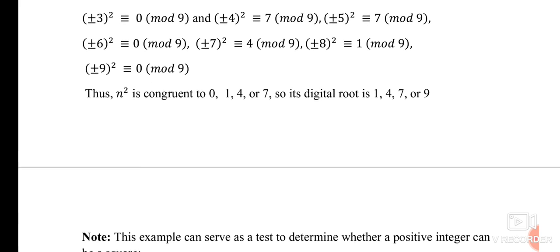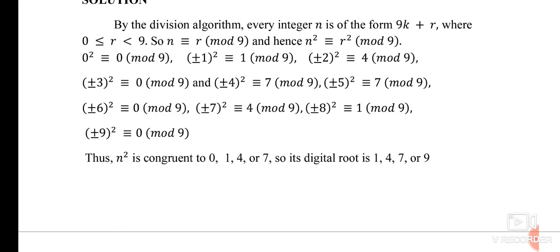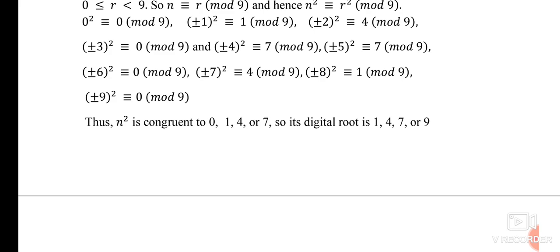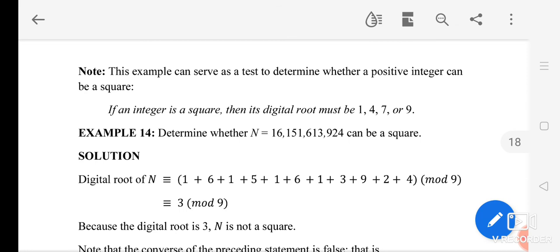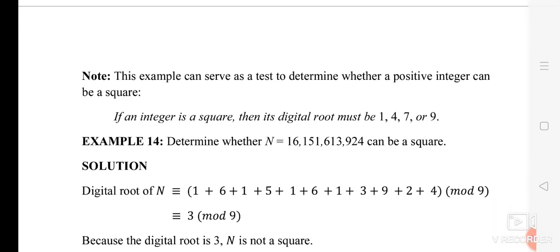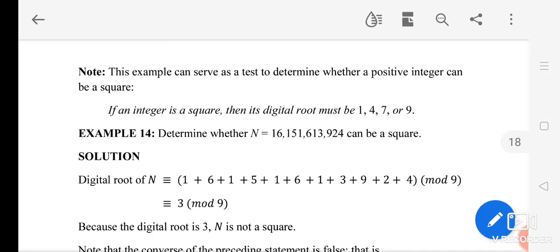Thus, from the above equations, the least residues of n squared are 0, 1, 4 or 7. So its digital root is 1, 4, 7 or 9, since 0 is congruent to 9. Okay. So, next, note.